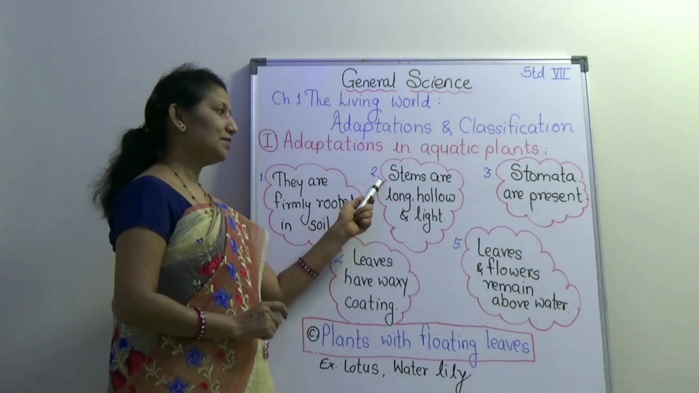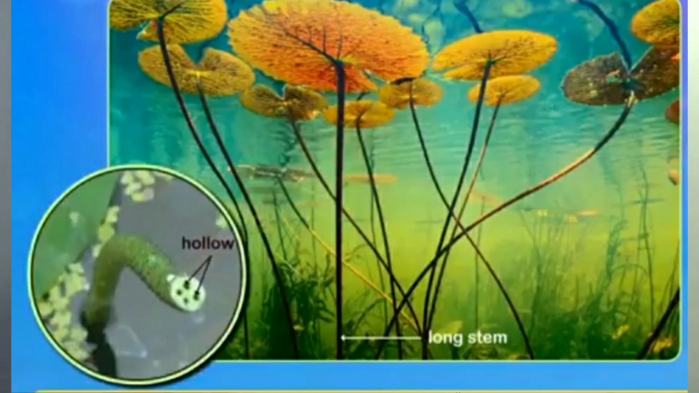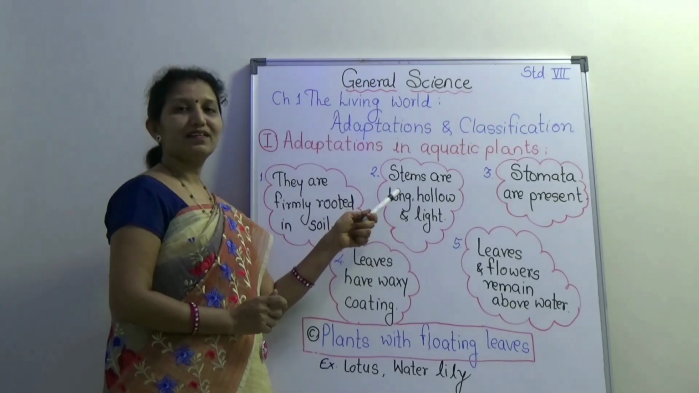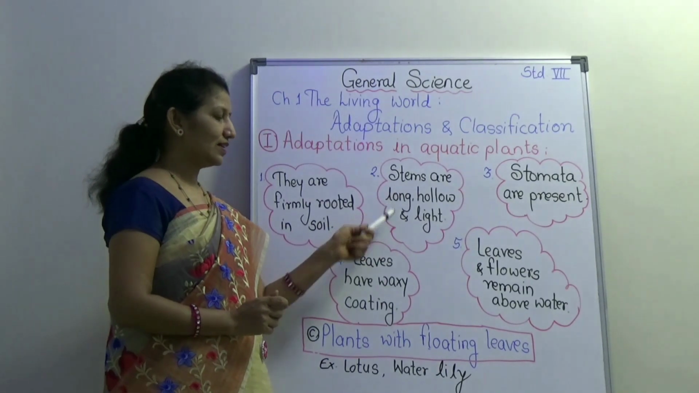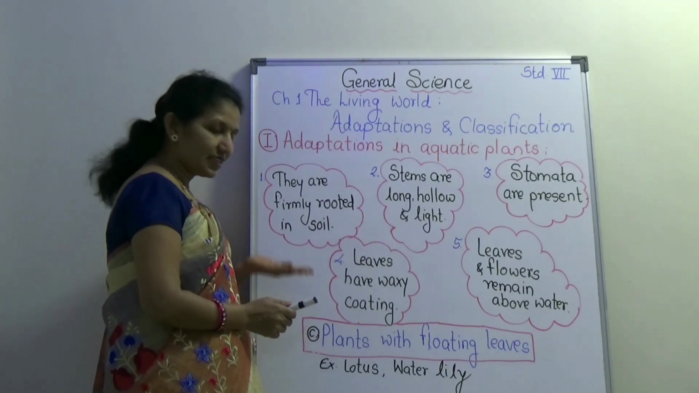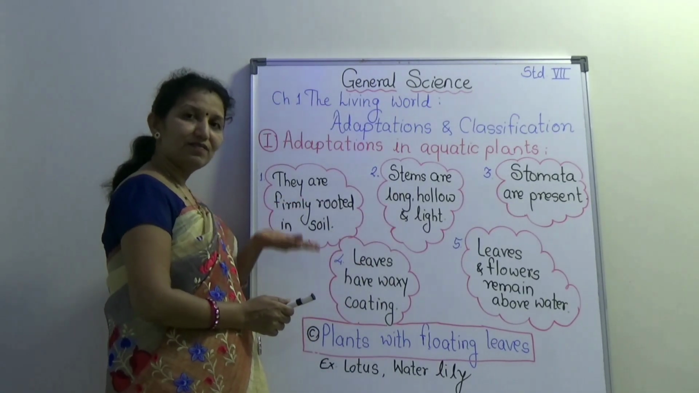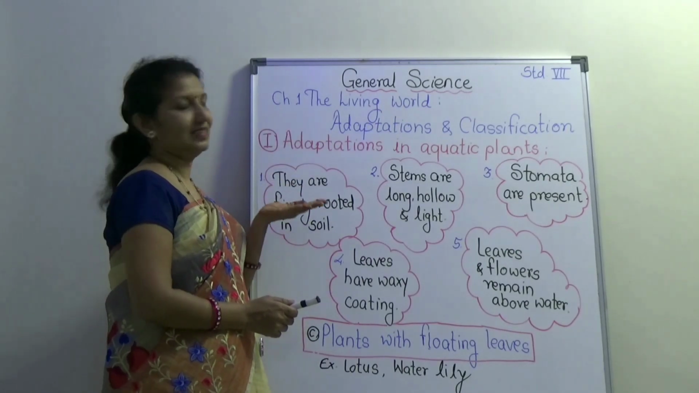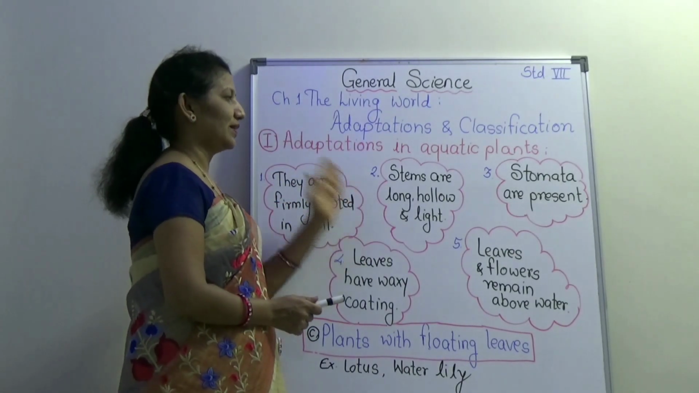Then the stems are long, hollow and light. Because they are hollow, they have empty space inside, and because of that they become light in weight. They are also long because from water up to the floating level they have to be long.